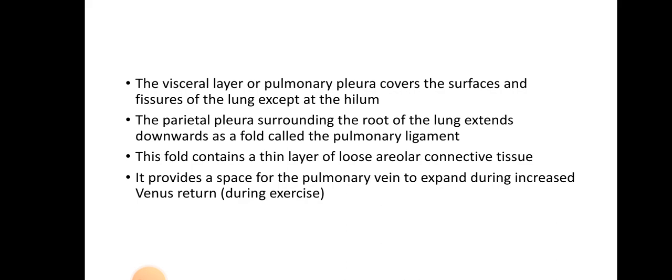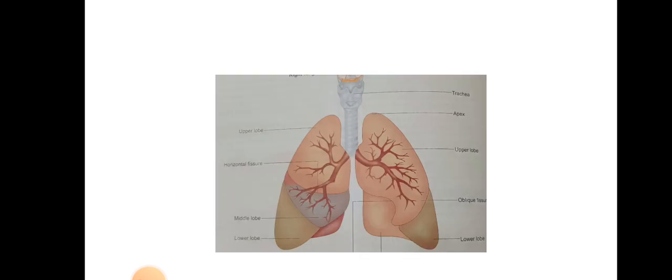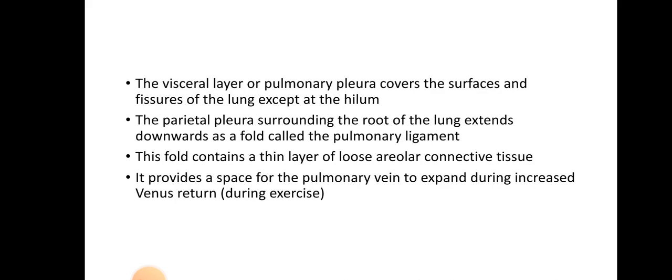The parietal pleura surrounding the root of the lungs extends downwards as a fold called the pulmonary ligament. We can see this in the diagram, and this fold contains a thin layer of areolar connective tissue. Because of this, the areolar connective tissue has the capacity to store some air, and it provides space for the pulmonary vein to expand during increased venous return.